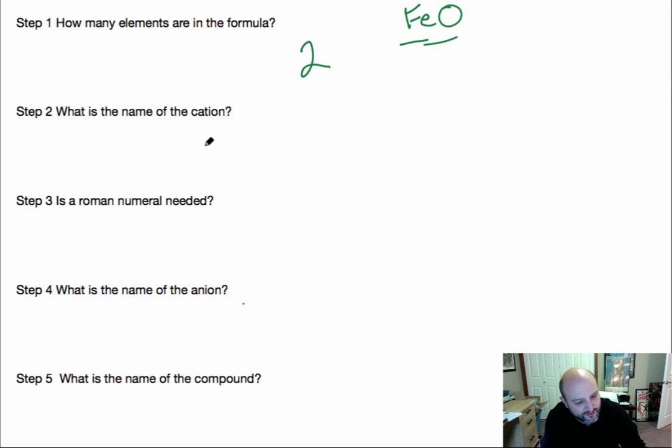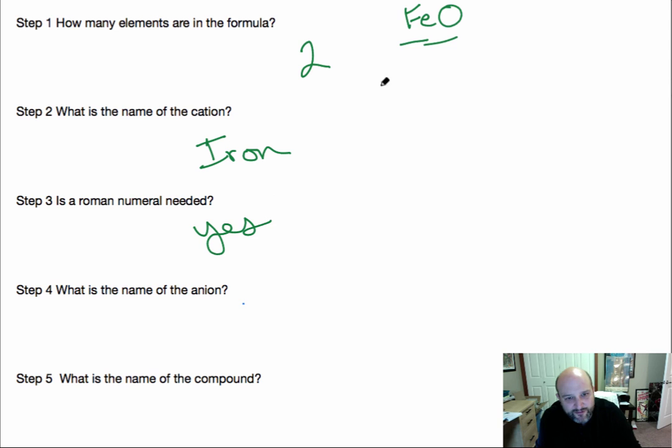Well, let's look at this one here. The first one is iron. So we find the name Fe. We look on the periodic table. It is called iron. Is a Roman numeral needed? Well, we look on the periodic table to see how many oxidation states there are for iron. It's a periodic table that you have in your book. It's also a small section of our periodic table that tells you that iron has 2 oxidation states. So yes, a Roman numeral is needed. We found this out by looking in our book.